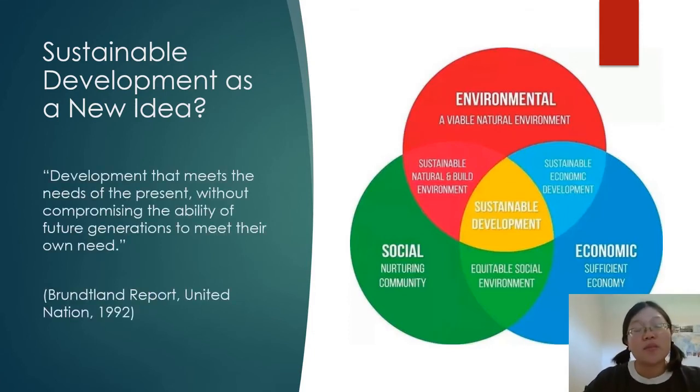And the most famous definition of sustainable development, which maybe some of you have already heard, is from the Brundtland Report by the United Nations in 1992. And I quote here: development that meets the needs of the present without compromising the ability of future generations to meet their own needs.